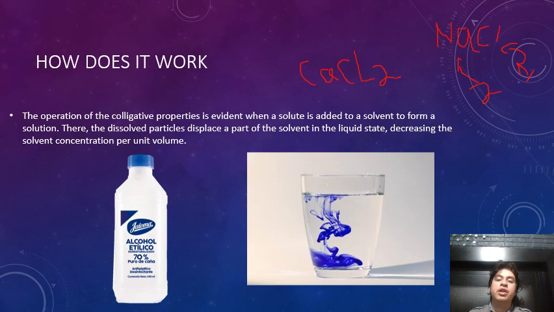Another simple example is adding alcohol, a volatile liquid, to water. In this way, the freezing point that water normally has is reduced, which is why alcoholic beverages are not usually frozen in a domestic refrigerator.